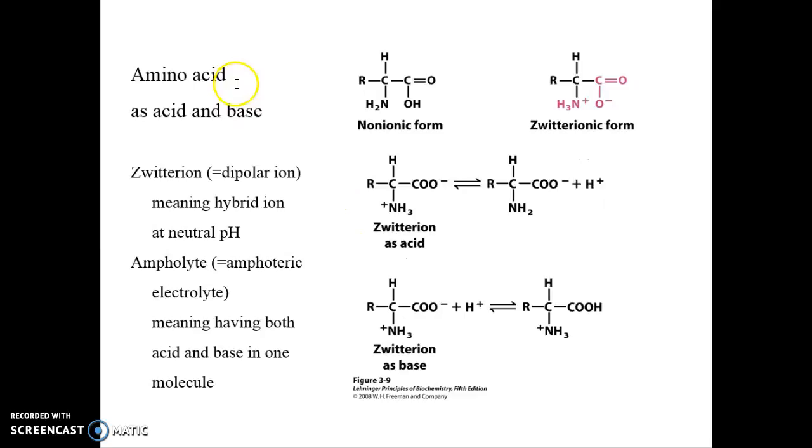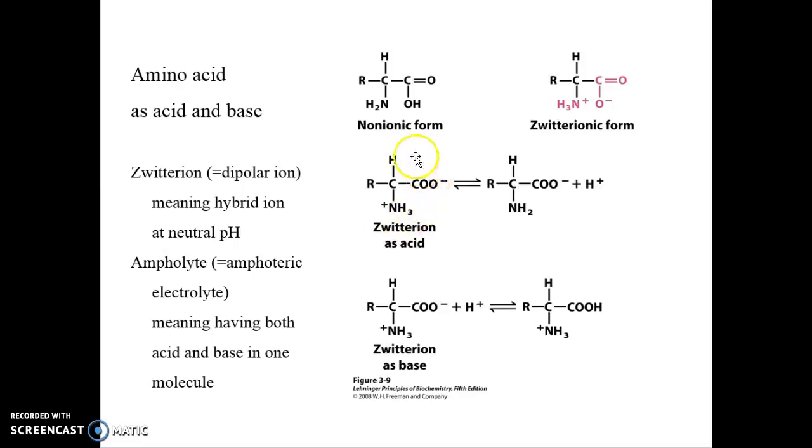Amino acids can function as both acid and base. As you see here, this could be converted into this form, acting as an acid, releasing a proton. Instead, it could accept a proton, functioning as a base. Such a property is called ampholyte or amphoteric electrolyte, meaning having both acid and base in one molecule.